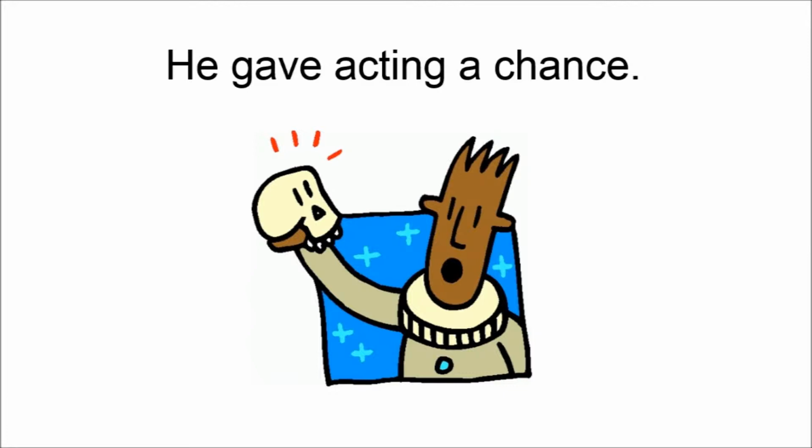He gave acting a chance. Again, you have a verb plus ing as a noun, as an object. You ask, what did he give? Well, he gave a chance. But to what did he give the chance? And you get acting. Here, the gerund is the indirect object.